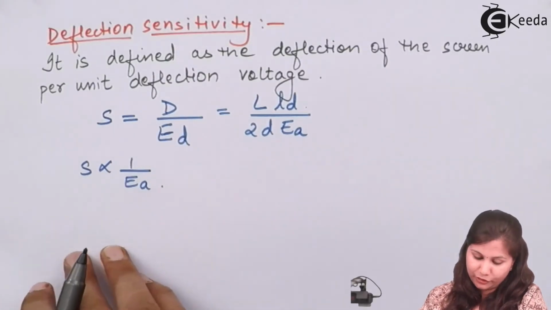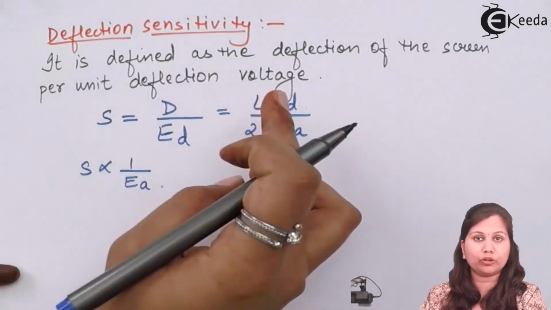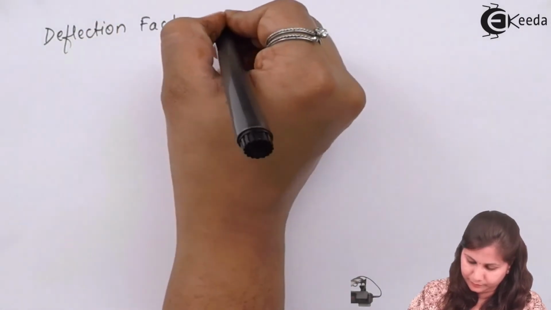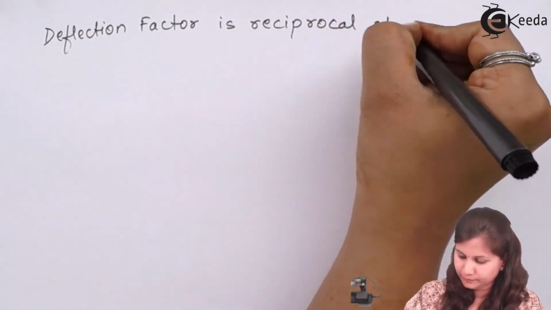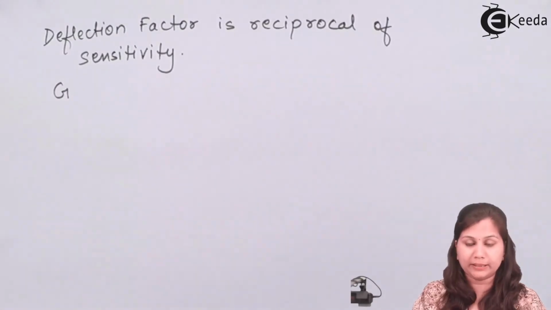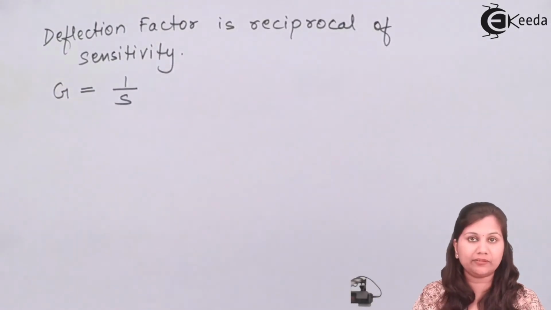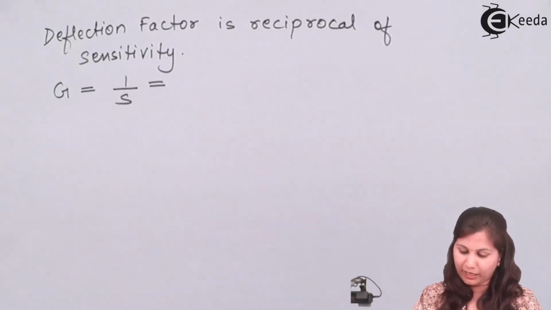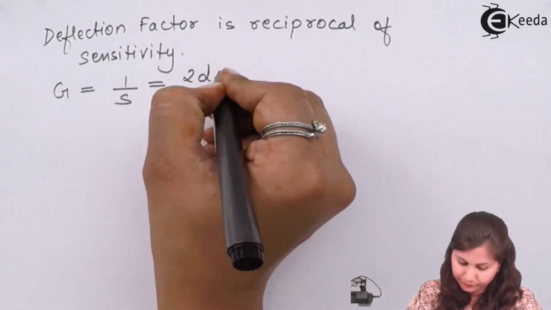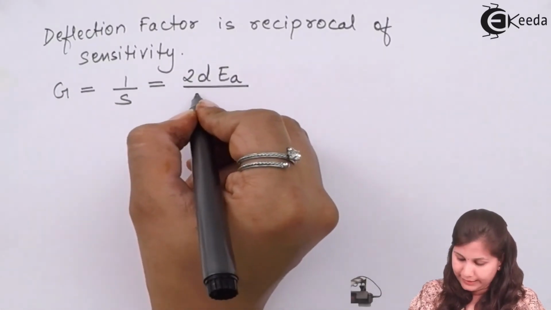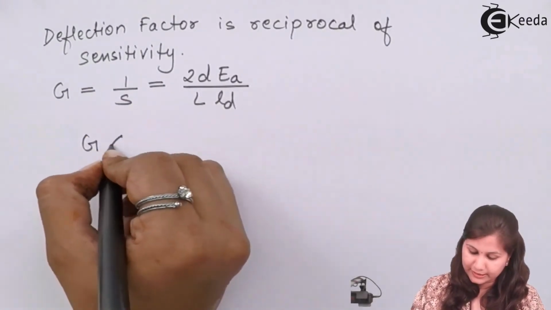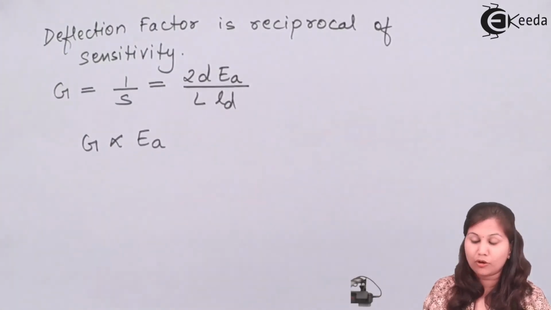Now if we talk about the deflection factor, it is the reciprocal of the sensitivity. So suppose the deflection factor is represented by G, it is the reciprocal of sensitivity, that is 1 by S. If we put the value of sensitivity here, it will become 2 d ea upon L ld. So if we see here, the deflection factor is directly proportional to the accelerating voltage.